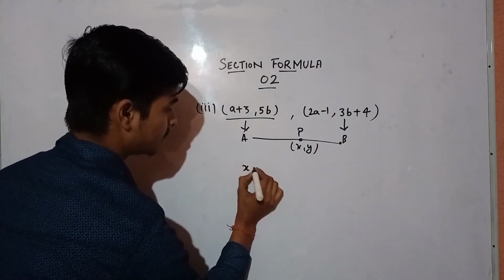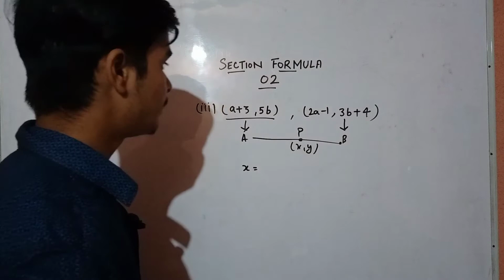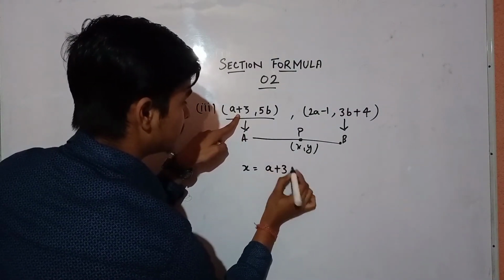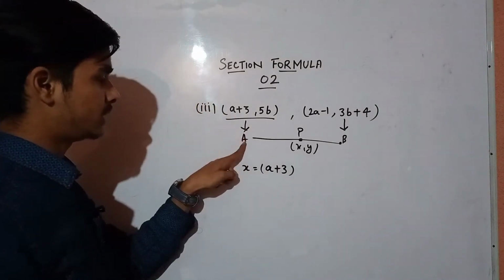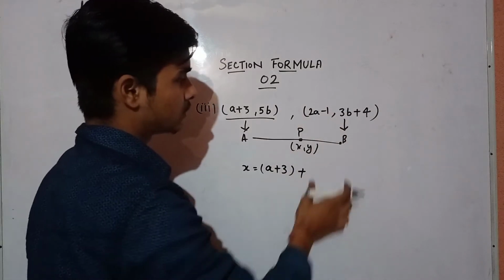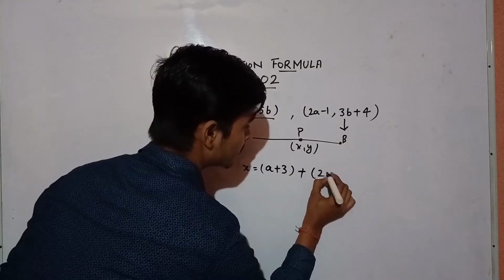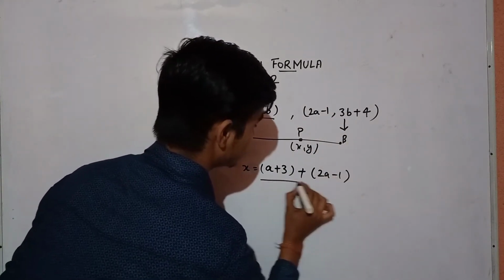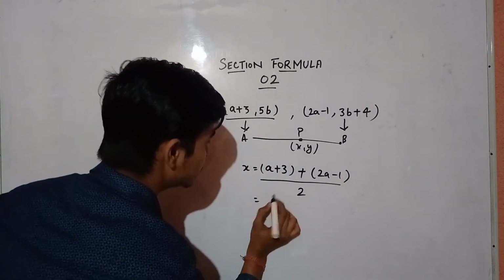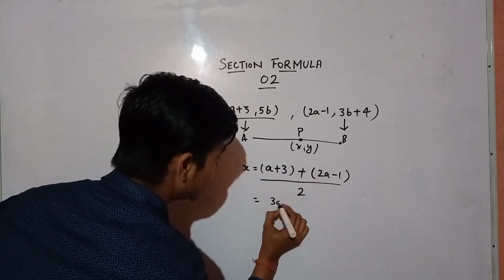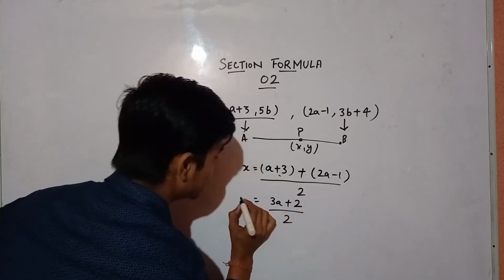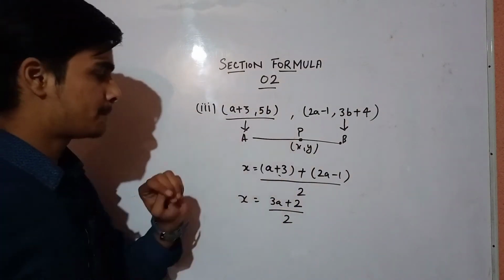Now how are we going to find the x? We are just going to add the x coordinate of point A, which is a plus 3, this is the x1 of point A, plus x2, the x coordinate of point B, which is 2a minus 1, divided by 2. So what we basically get is a plus 2a is 3a, 3a minus 1 plus 3 is plus 2, divided by 2. So this is the x coordinate of point P.